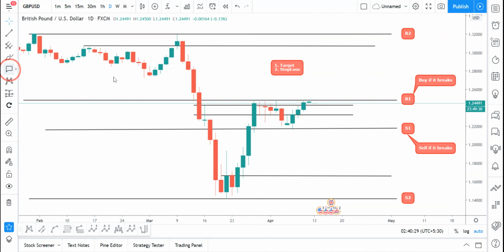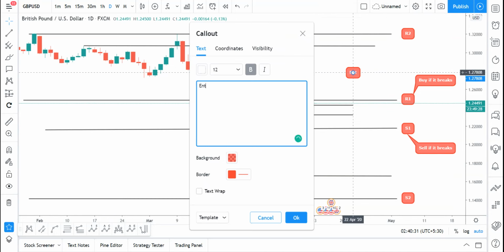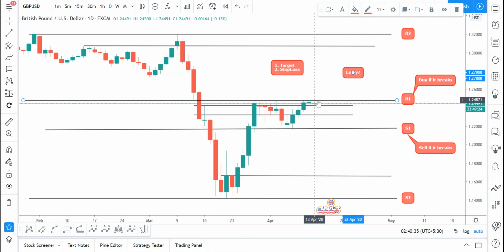But we are missing an important thing, which is entry. So what is the entry? Should we just enter the moment it crosses this line, or should we just enter the moment it crosses this line? Like we are talking about buy if this line breaks, or sell if this line breaks, right? Let's discuss the conditions of the proper breakout of these lines in the next video.